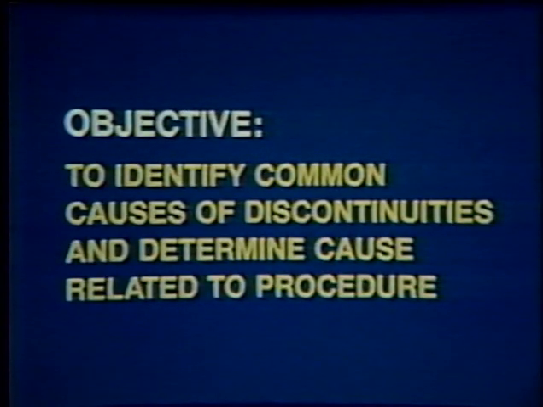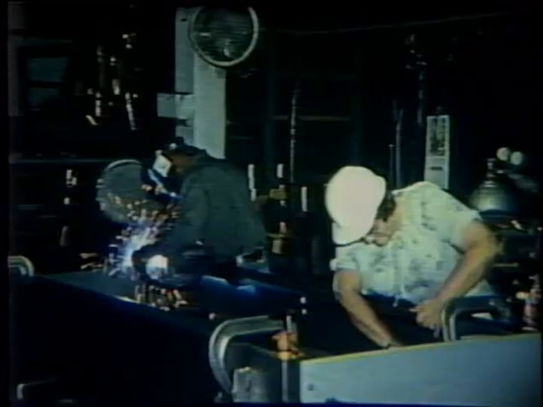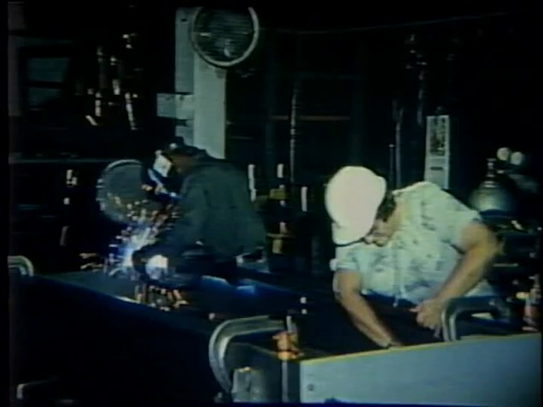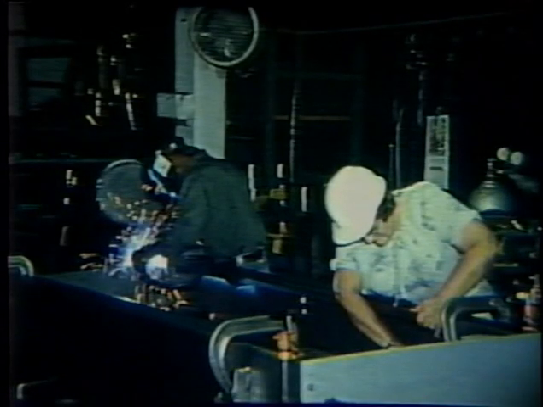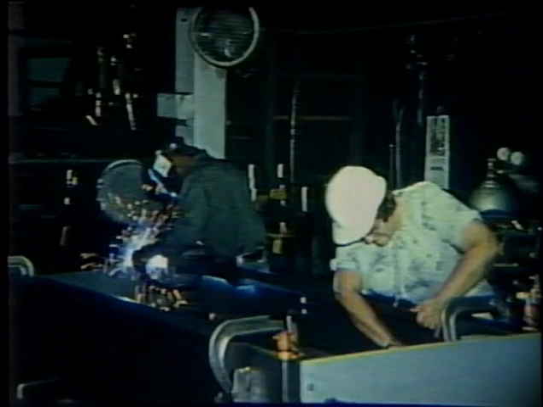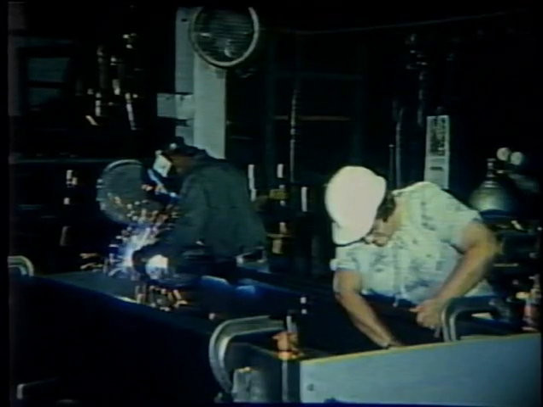The objective of this topic is to be able to identify the common causes of weld discontinuities and to be able to determine the cause as related to the joint welding procedure. In order for welding inspectors to perform their duties effectively, the causes of weld or weldment discontinuities must be clearly understood. The reason for this is that knowledge of the causes permits quality control personnel to determine where further or earlier inspection should be performed in order to assure that procedures are being properly followed.